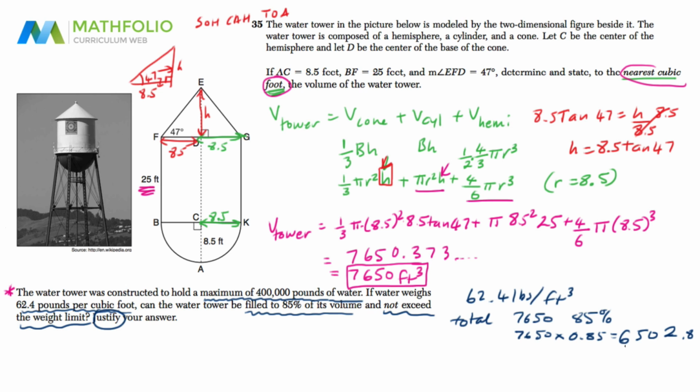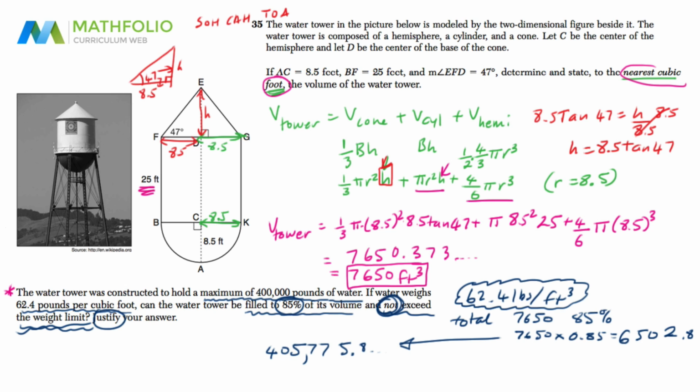Now if that's the volume at 85% and it weighs this much per cubic foot, we've got to take the volume at 85% and multiply it by that. So I'm going to do my answer of 6502.8 plus change times the 62.4 pounds. And that gets an answer of the weight of this water. When it's 85%, the weight of this water is going to be 405,775.8 and then change. Now if you look at this number with the comma, we've got to think, is this more than the weight limit? And remember, it cannot exceed the weight limit.